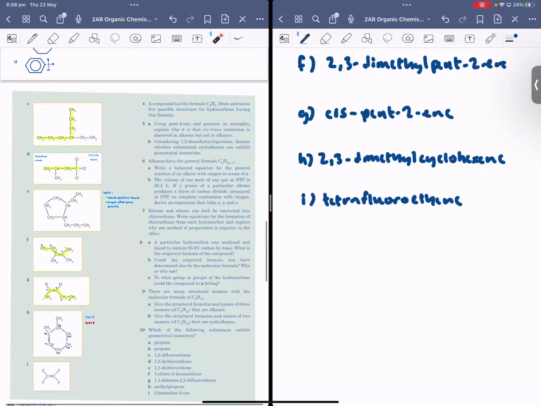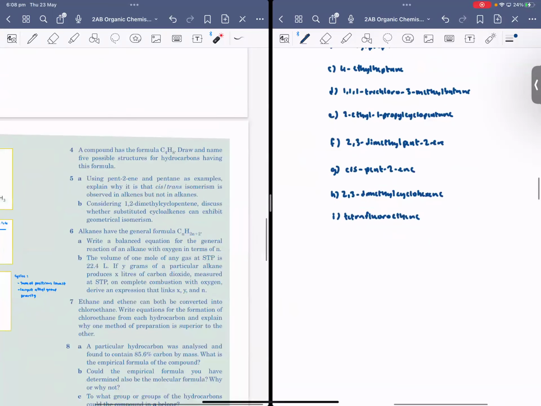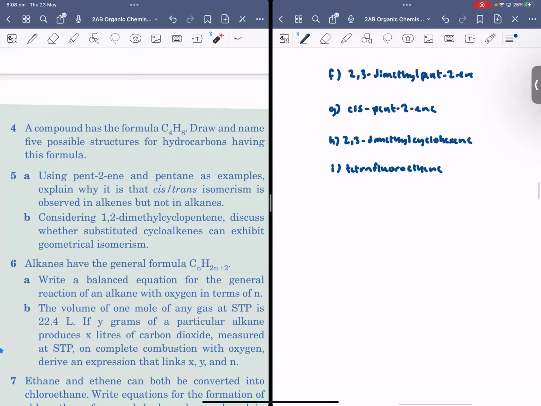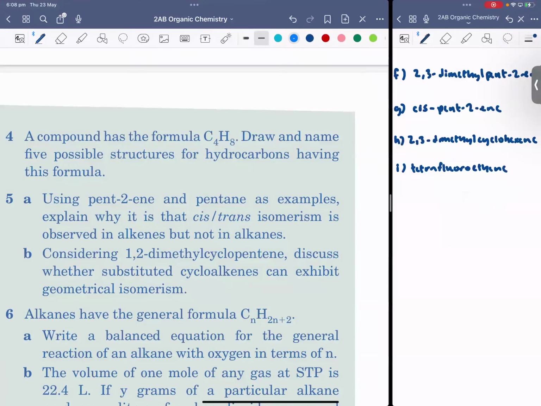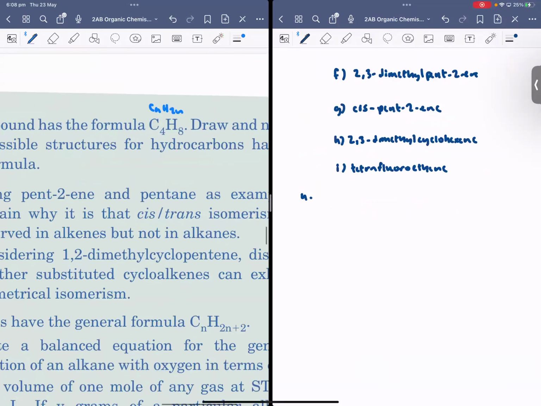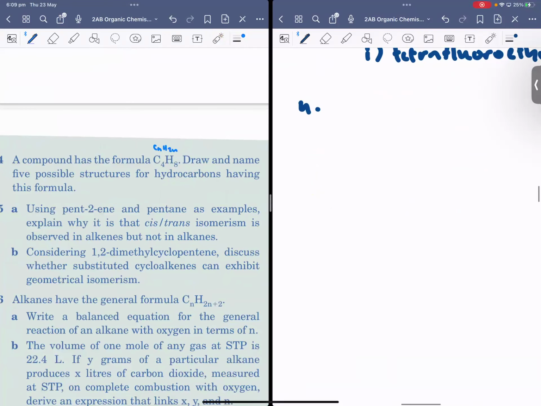All right. 4. A compound has a formula C4H8. Draw 5 possible structures for this. So guys, do you notice straight away it's in the form CnH2n? And when it's in the form CnH2n, what's everyone thinking? Either a cycloalkane or an alkene with 1 double bond. So draw and name 5 possible structures. Here's one. Cyclobutane.